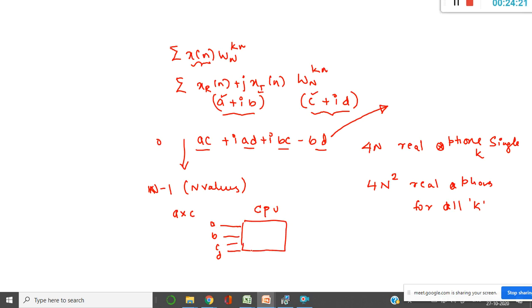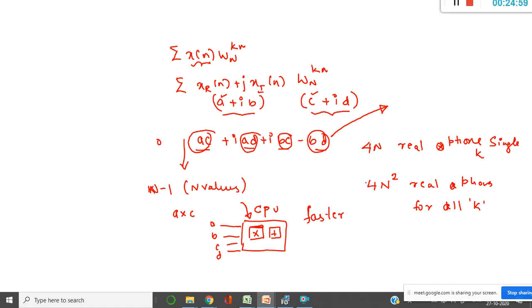a plus ib into c plus id, where the inputs are a, b, c, d, and there will be a multiplier and there will be an adder. That is what the ALU performs. Look at the number of a into c, a into d, b into c, b into d multiplications. I am in turn pressurizing my processor to calculate these values at a faster rate.